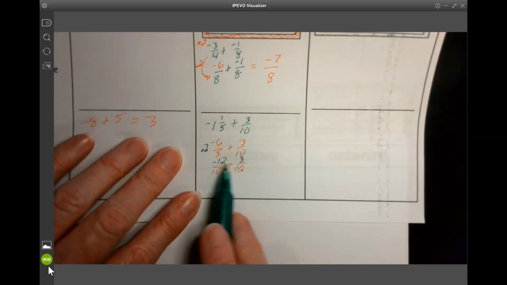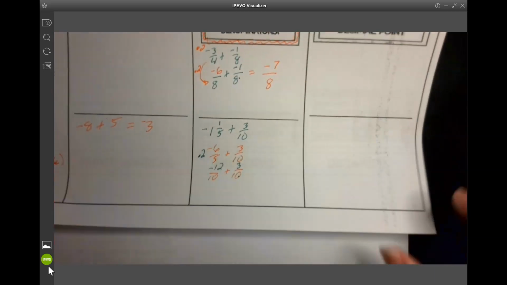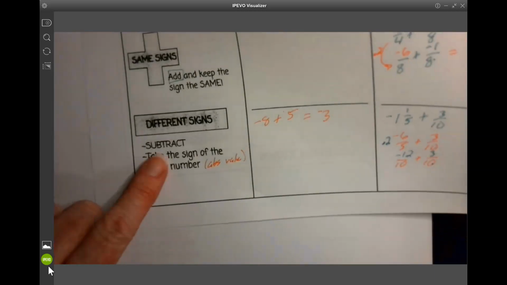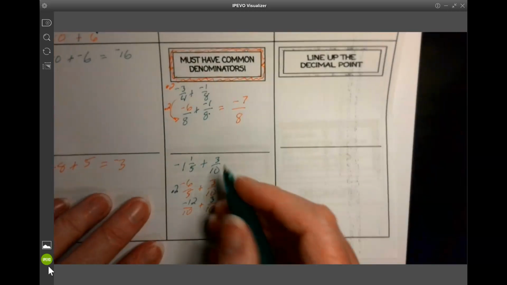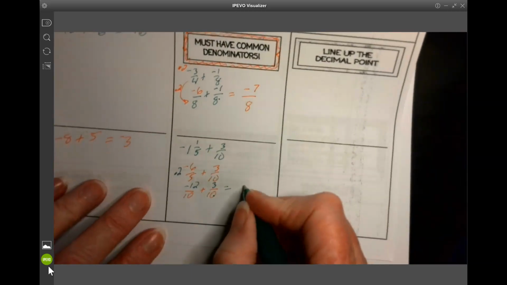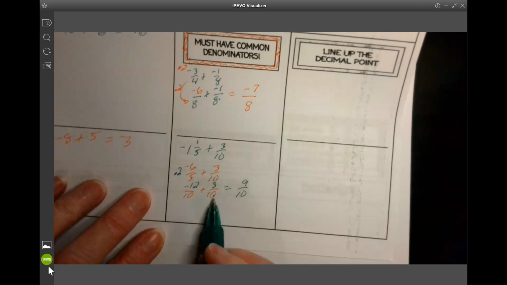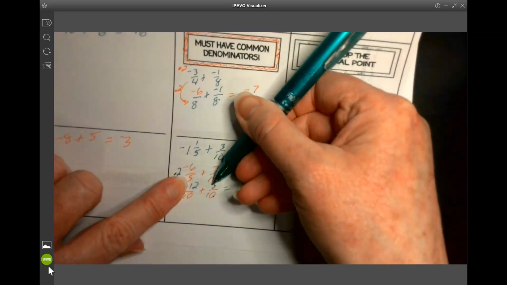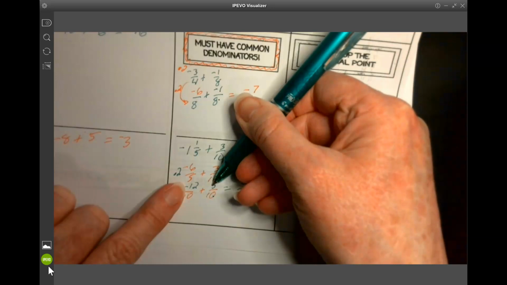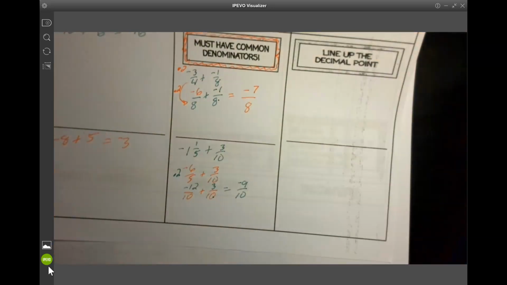Now my signs are different. So when my signs are different, what do I do? I subtract and I take the sign of the larger. So I'm going to subtract. 3 from 12 would be 9. And remember, my denominator just comes right on over. My signs were different, so I'm going to take the sign of the larger. Which one's bigger? 12 or 3? 12. So I take the sign of the 12, so I get a negative 9/10. Sorry about that.